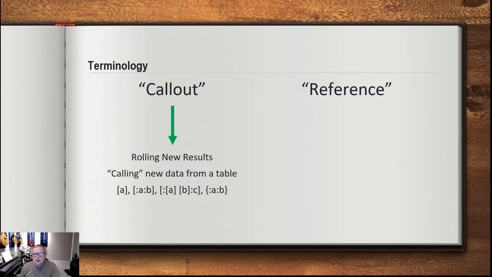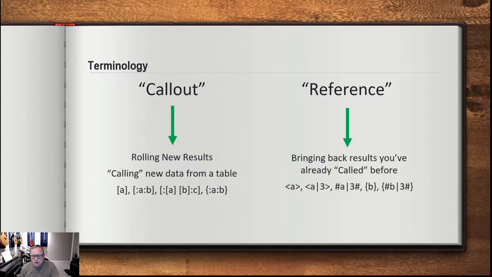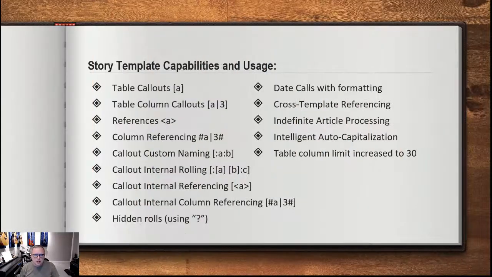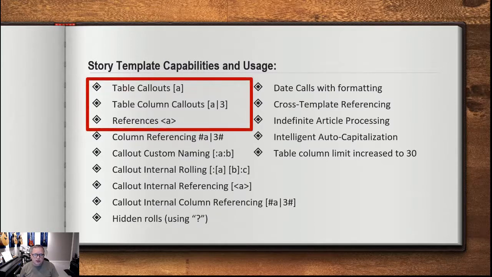A reference is something that you've called before with a callout, and now you're just bringing it back for usage, and those are all different ways. They kind of mingle a little bit when we talk about internal callout references, but don't worry about that for now. We'll get into that. So here's the list of everything that story templates are now able to do. The top three are what Fantasy Grounds had originally, and now a lot more has been added from here on out. So let's talk about the basic usage of story templates and how you use data within them first.